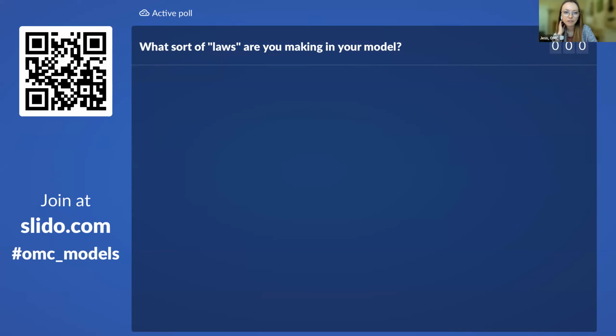It might be interesting if people from different groups share what sort of laws they're thinking about. Although maybe everyone's keeping their cards very close to their chest before describing the models on Friday, which is fine too.